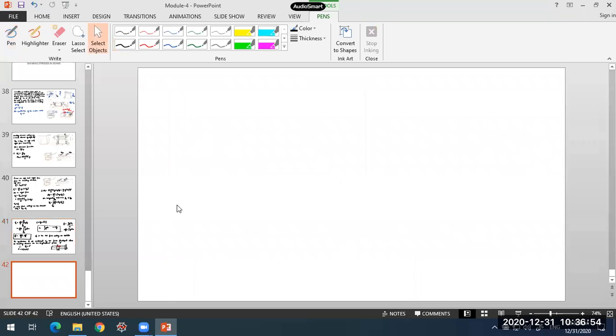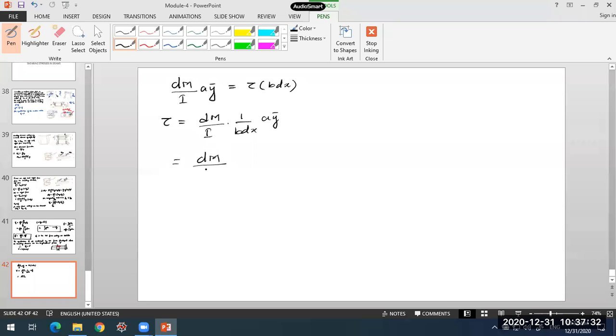Or Ft is equal to dM by I into A into y bar. So this should be equal to tau into b into dx. Further, what I require is the expression for this shearing stress. So that shall be equal to dM by I into 1 upon b into dx, into A into y bar. Further, if I rearrange this, dM by dx into A y bar divided by I into b. I can write it in this form.